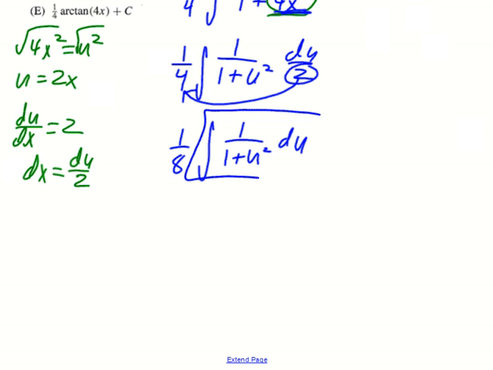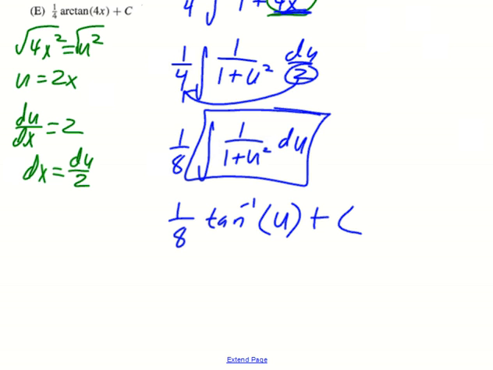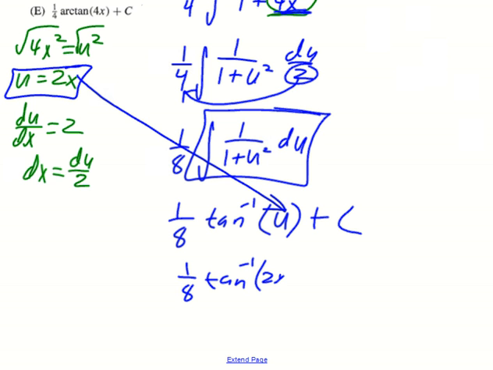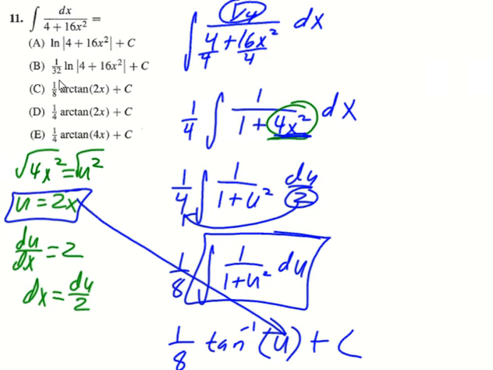Now this is exactly the derivative of tangent inverse. So this is 1 over 8 times tangent inverse of u plus my constant of integration. And remember, we said that u was 2x. So I'm just going to plug that in now. We get 1/8 tangent inverse of 2x plus my constant. And so that looks like answer choice C.